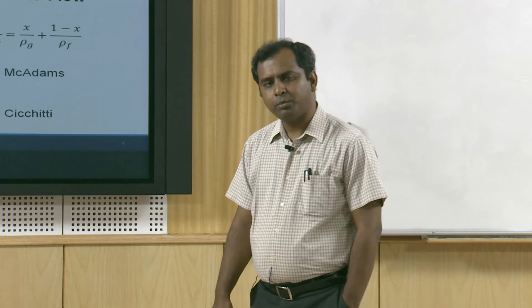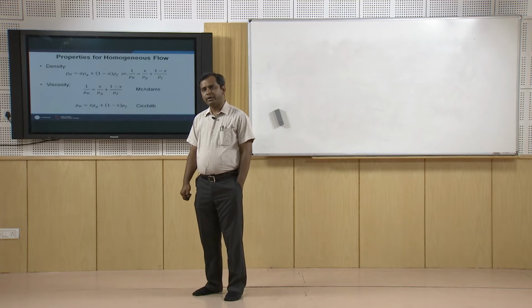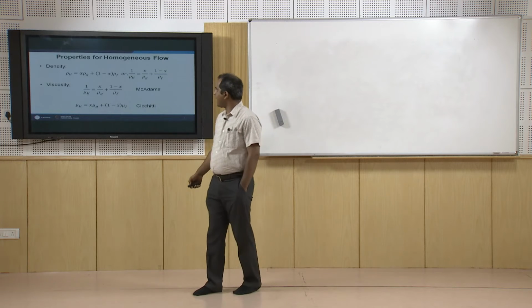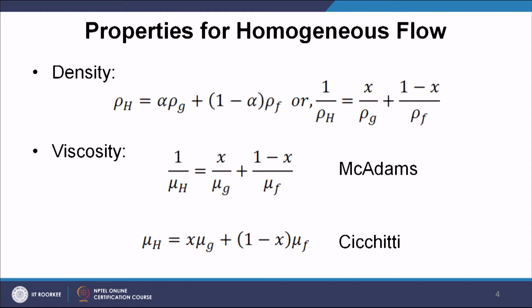Next, as it is homogeneous flow, first we need to understand the different properties we can have for the homogeneous phase. The first one I have shown is density. The density rho h for the homogeneous flow can be written as alpha into rho g plus 1 minus alpha into rho f. Let us see how that can be proved.